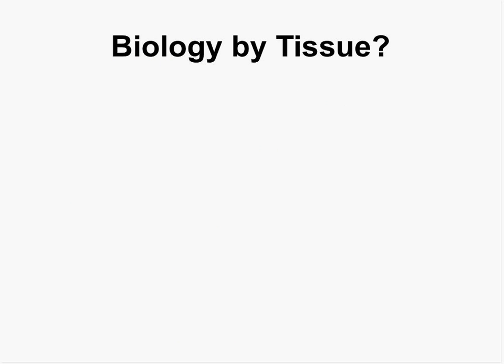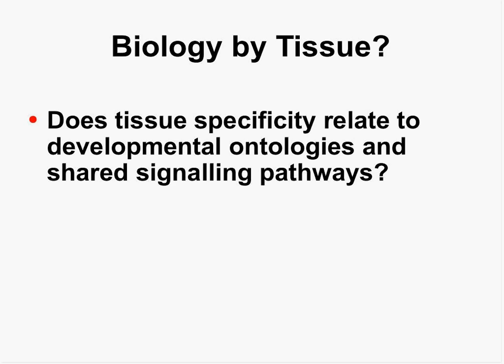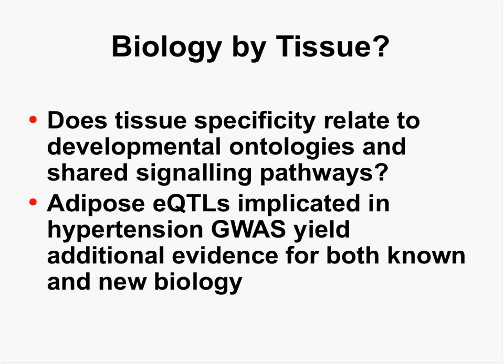So with respect to questions relating biology to tissue, does the tissue specificity relate to developmental ontologies and shared signaling pathways? And I would note that the adipose eQTLs implicated in the hypertension GWAS yield additional support both for known biology that people appreciate for hypertension, the renin-angiotensin system, but also new biology. And so I think there are some really interesting opportunities.